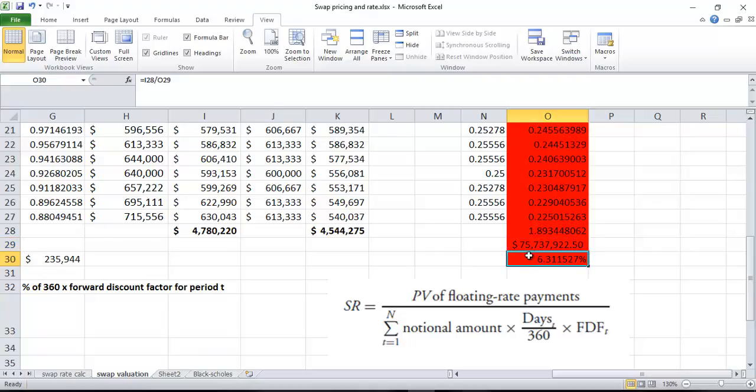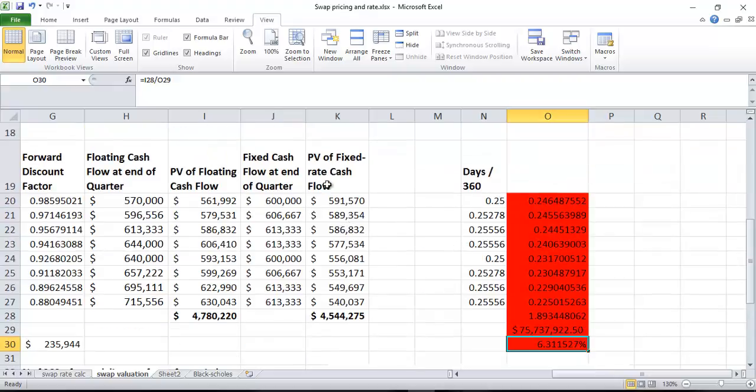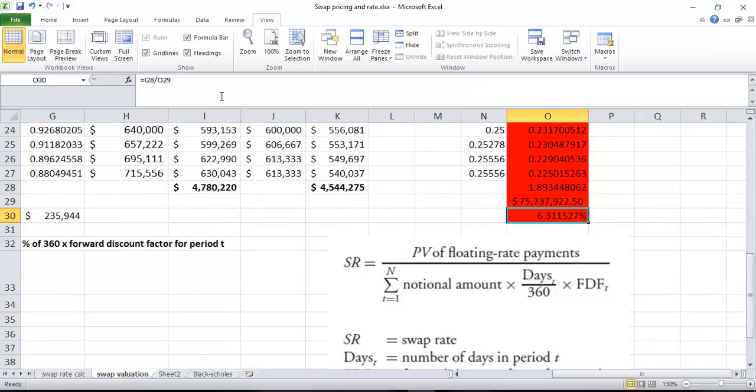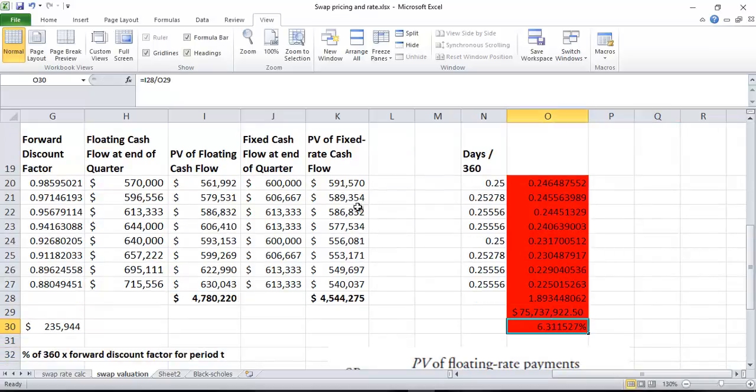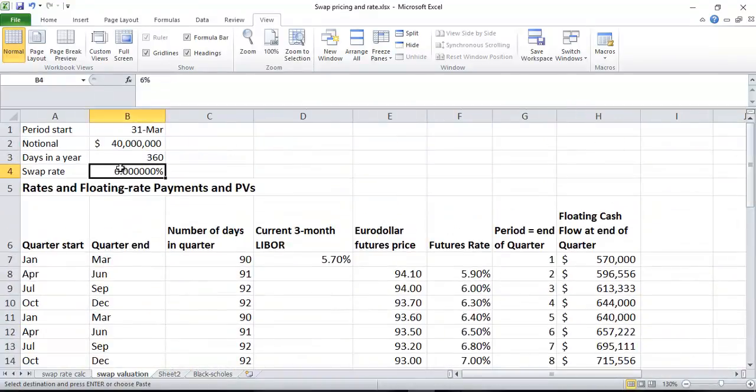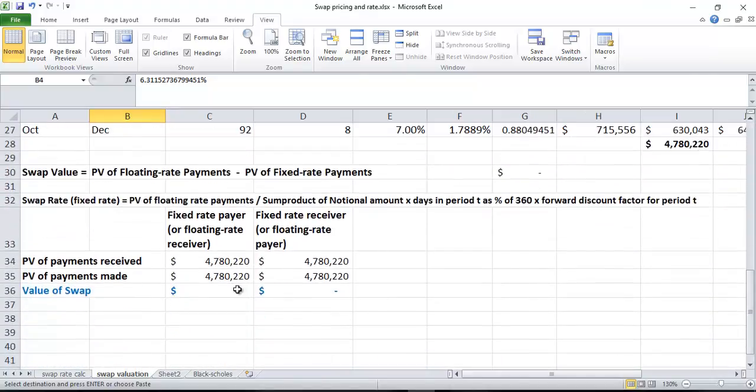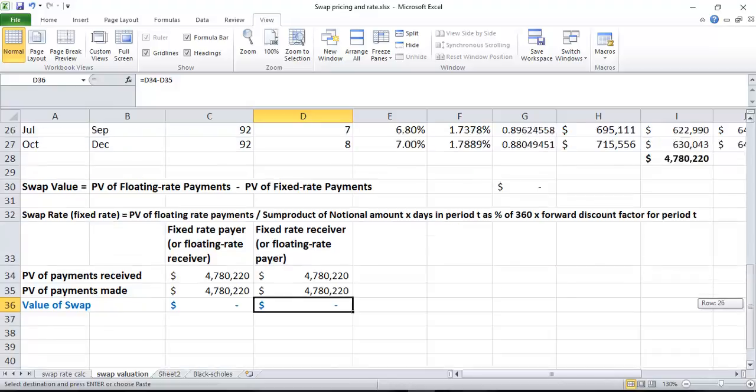And to calculate the swap rate, you just need to take the PV of floating rate payments, which we have, 4,780,220, and divide it by this amount, and that's how you get the exact swap rate. Now here's what happens if I plug in that number. Let me paste it as a number. I should see exactly 0 in the swap value, because that's what it should be at inception. Let me scroll down, and you see it's 0. And that's how you calculate the swap rate.